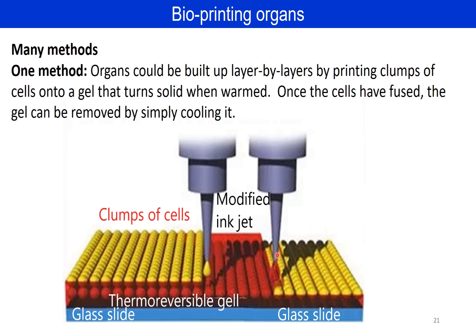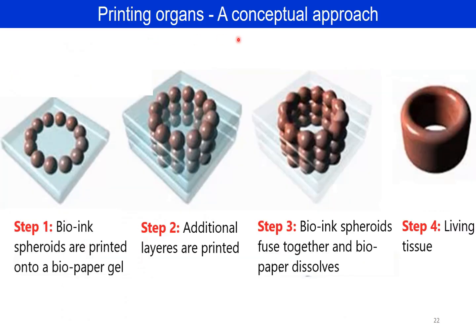3D printed. Another conceptual approach more than anything else: bioink spheroids are being printed onto a special biopaper gel. Additional layers are being printed. One can see one on top of the other, and then the bioink spheroids fuse together, and as the biopaper now dissolves, living tissue is being formed, as we can see here in step number 4. So what's really phenomenal here, in my opinion, is that one can start printing now living cells and living organs.